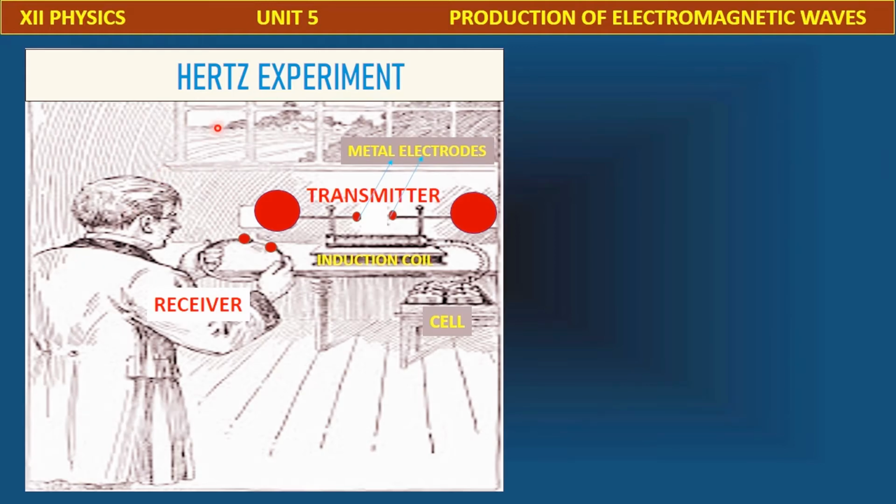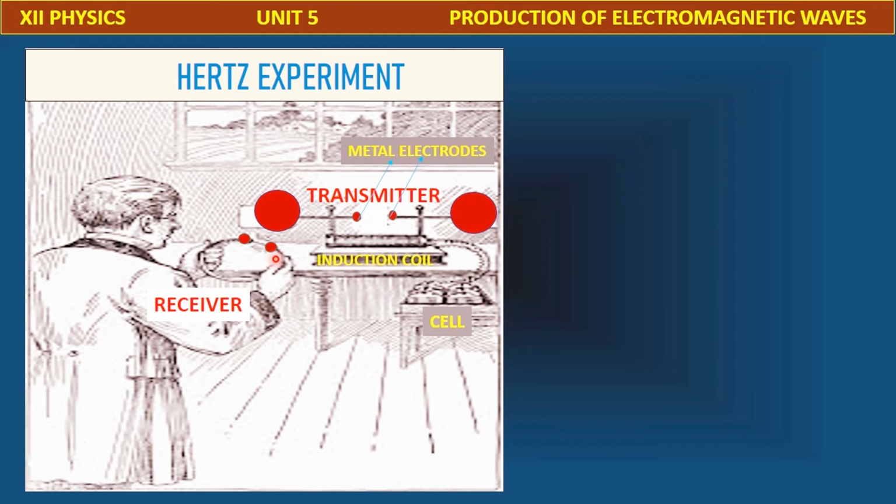This is a picture showing Hertz's experiment. This is the experimental setup for the production of radio waves. The setup consists of 2 metal electrodes. These 2 metal electrodes are connected to larger spheres, which are also made of metal. The ends of the larger spheres are connected to an induction coil. This is an induction coil, and the induction coil is connected to a cell or a battery. Here there is an on-off switch.